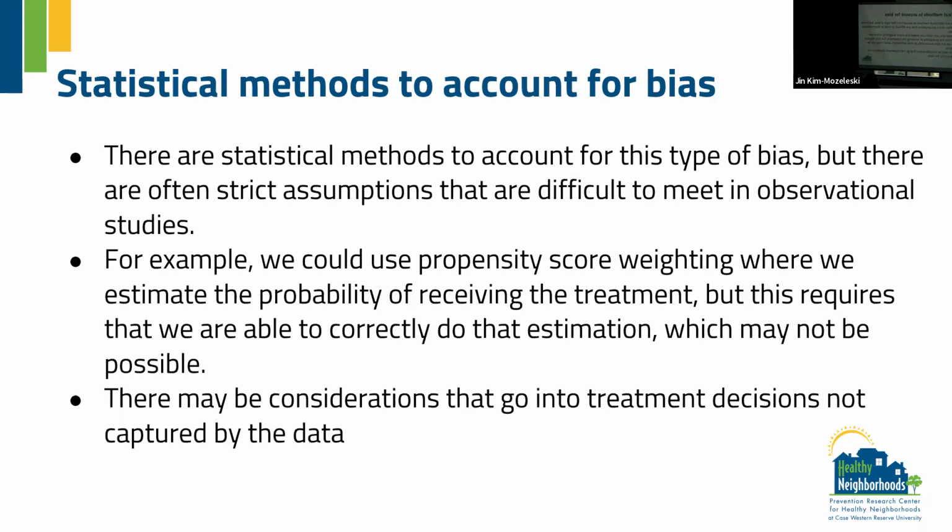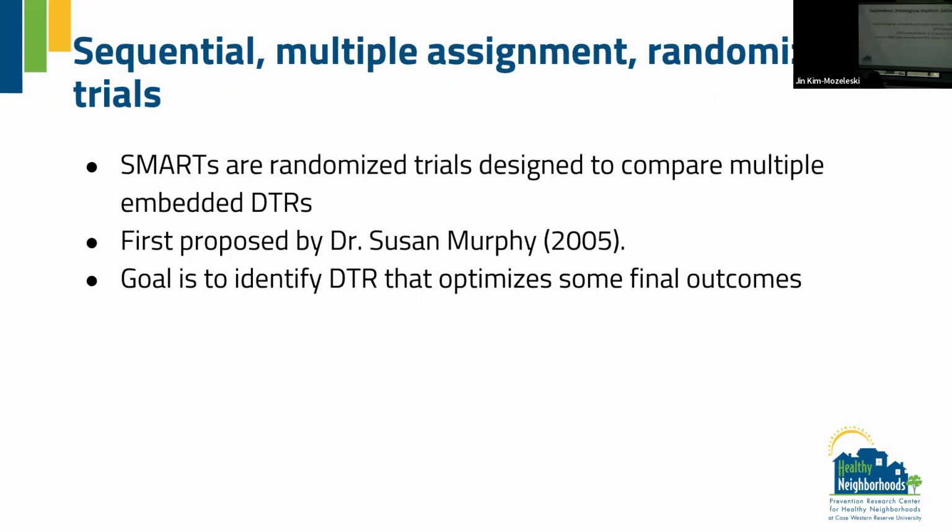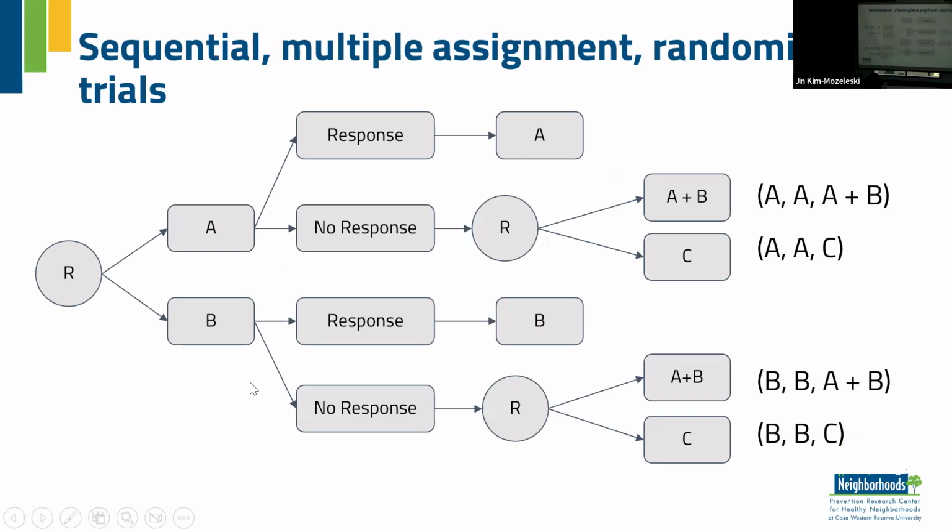So because of that, in an ideal world, we would just use a lot of randomized clinical trials rather than sequential data. That's not always possible. That's often not possible. Okay, so SMARTs are randomized trials designed to compare multiple dynamic treatment regimens. So this is a clinical trial designed to test different sequences of those treatments. This was first proposed by Susan Murphy in 2005, and the goal of SMARTs is to identify a DTR that optimizes some final outcome. So this is an example of what a SMART could look like.